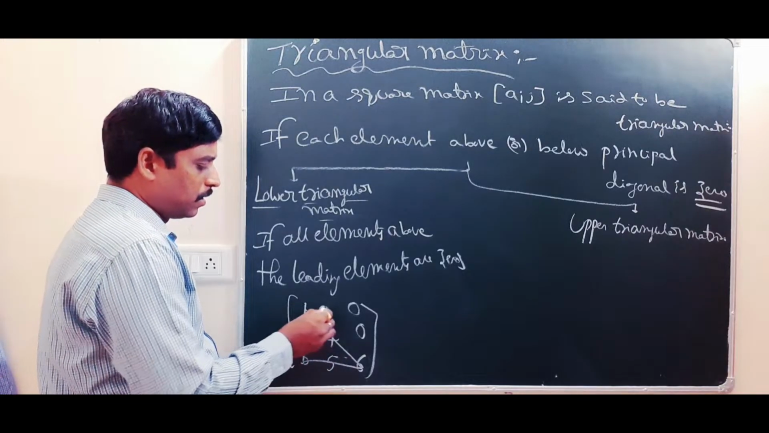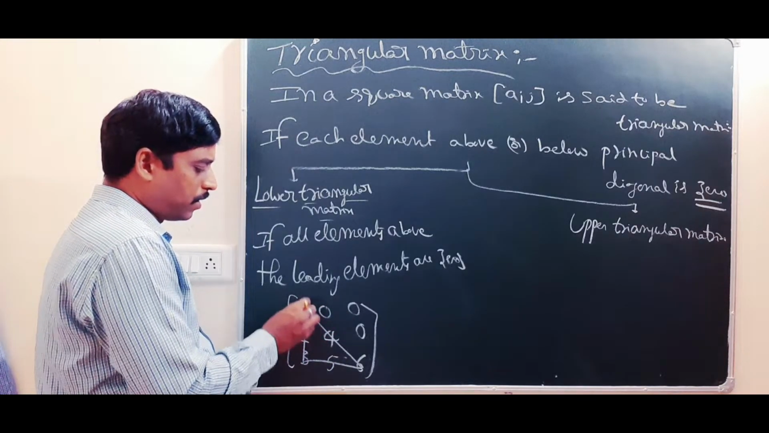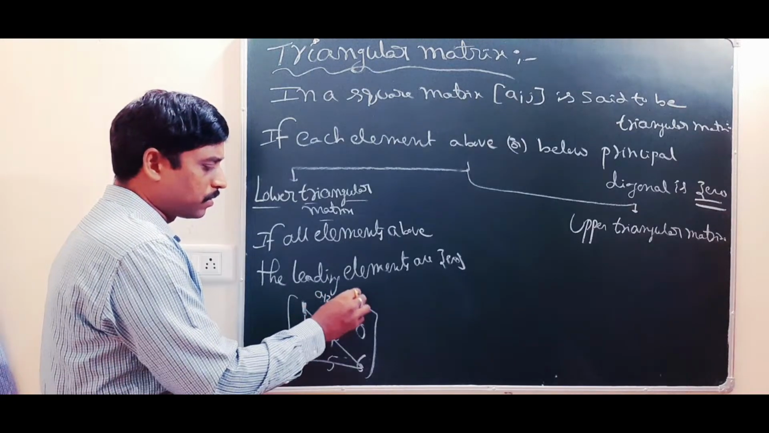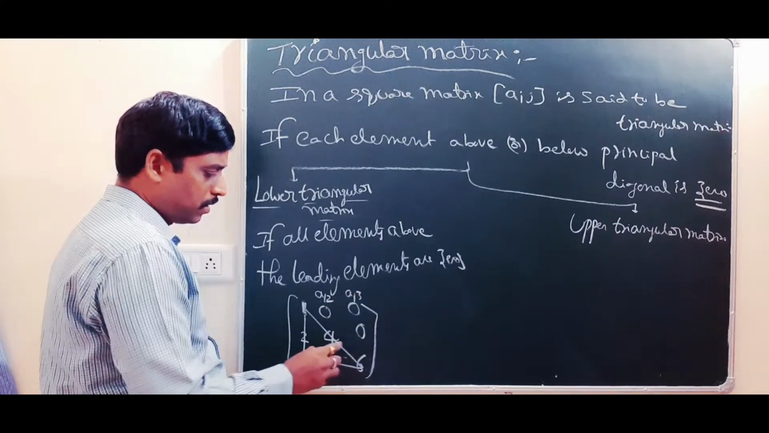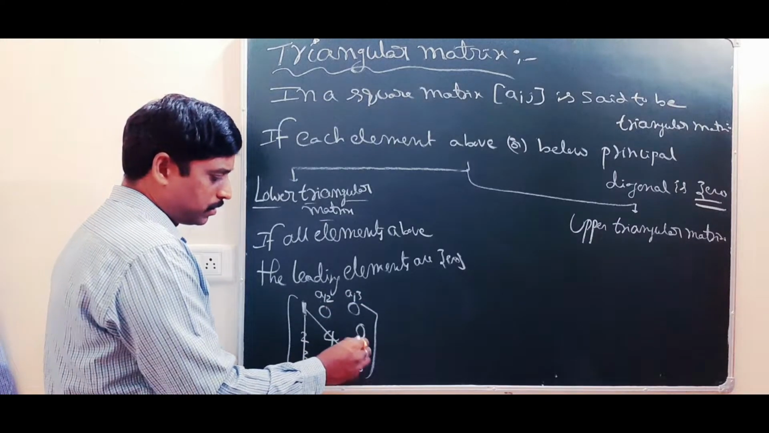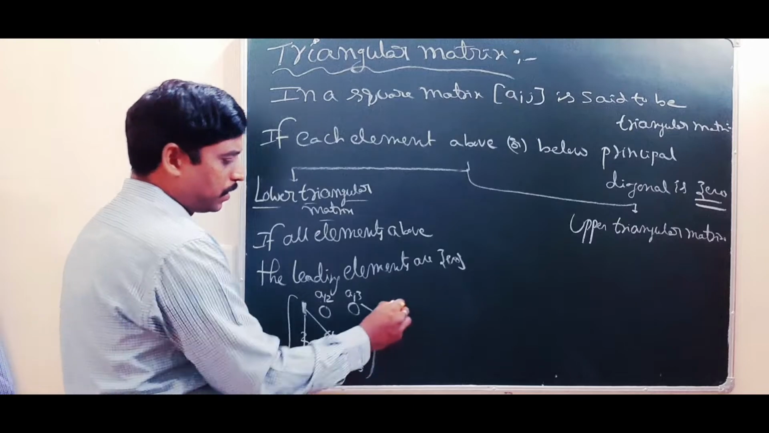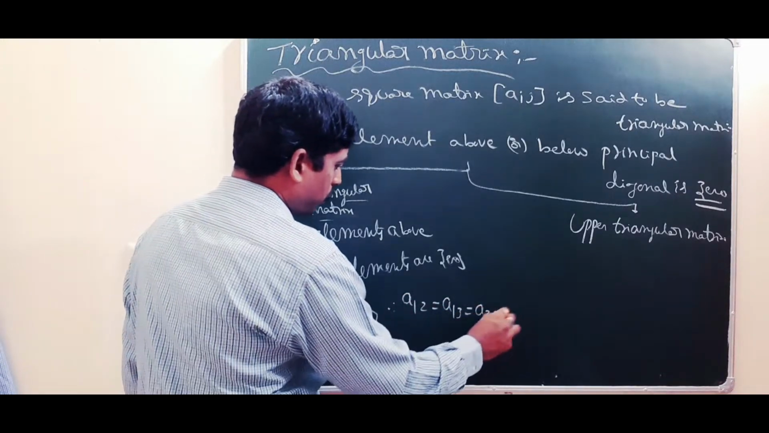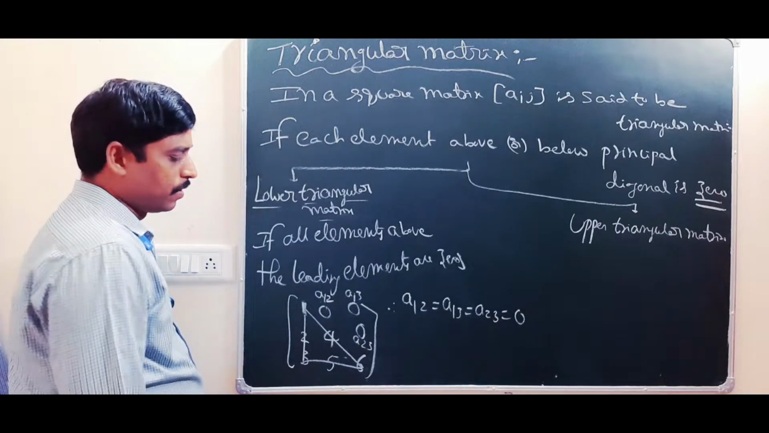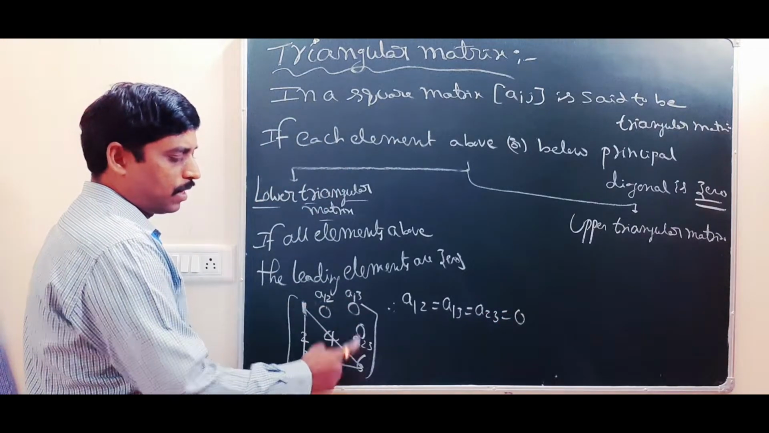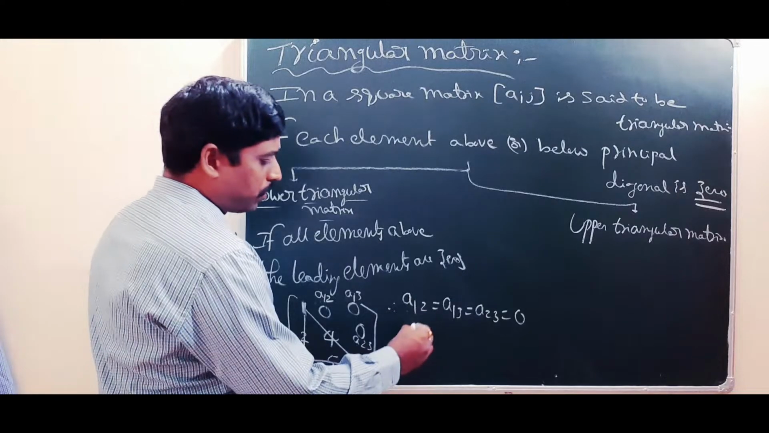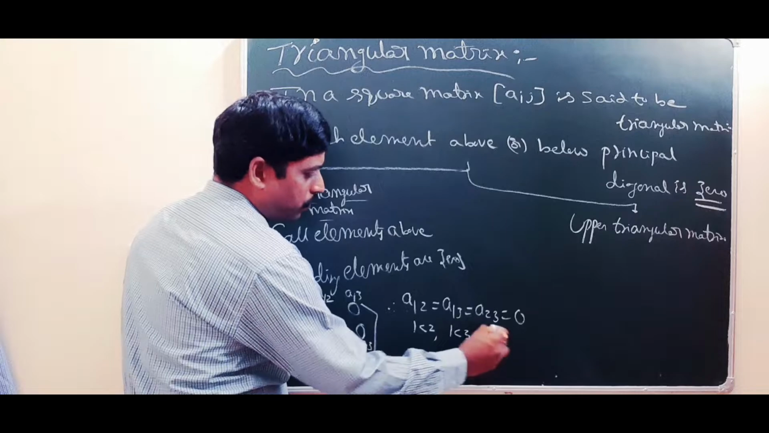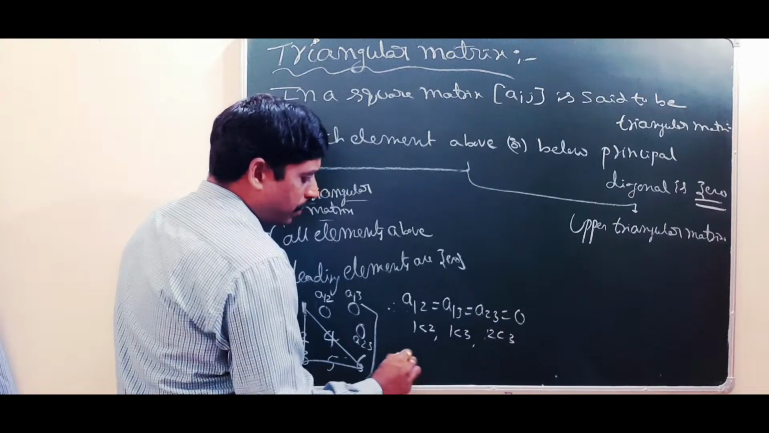In this place, what is this one? First row, first column element. This is first row, second column, first row, third column. Okay, this 0 place is second row, third column. So in this, A12 equal to A13 equal to A23 equal to 0. A12, A13, A23 are zeros. So A12 means 1 less than 2, this is 1 less than 3, 2 less than 3.